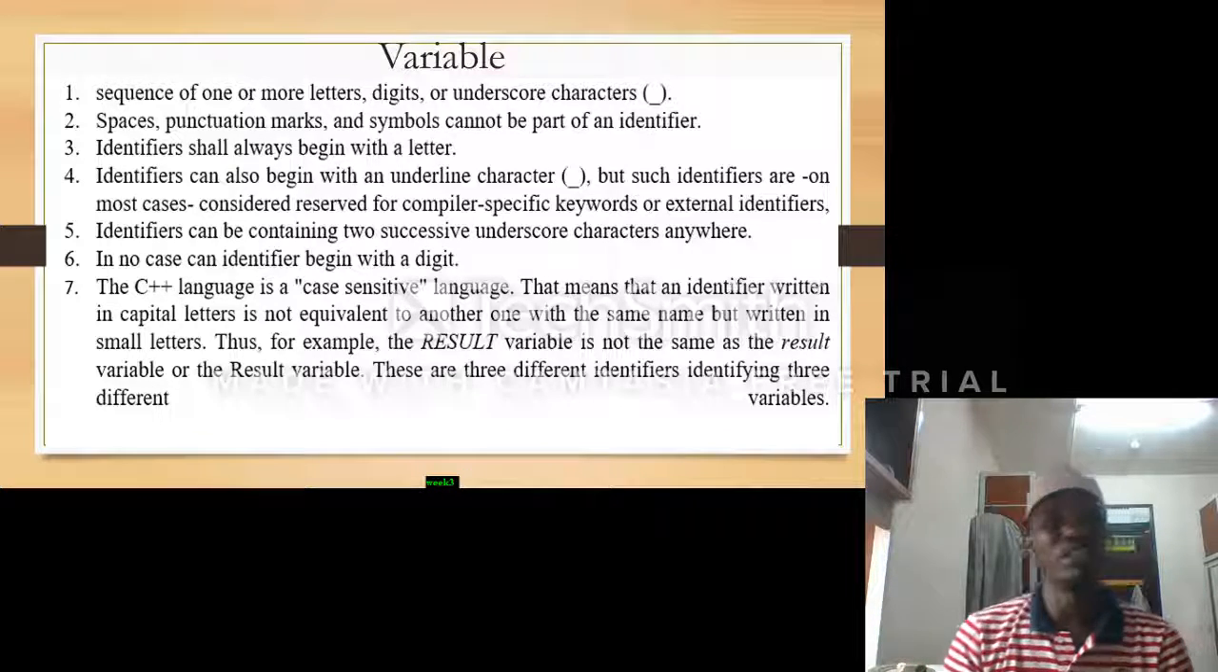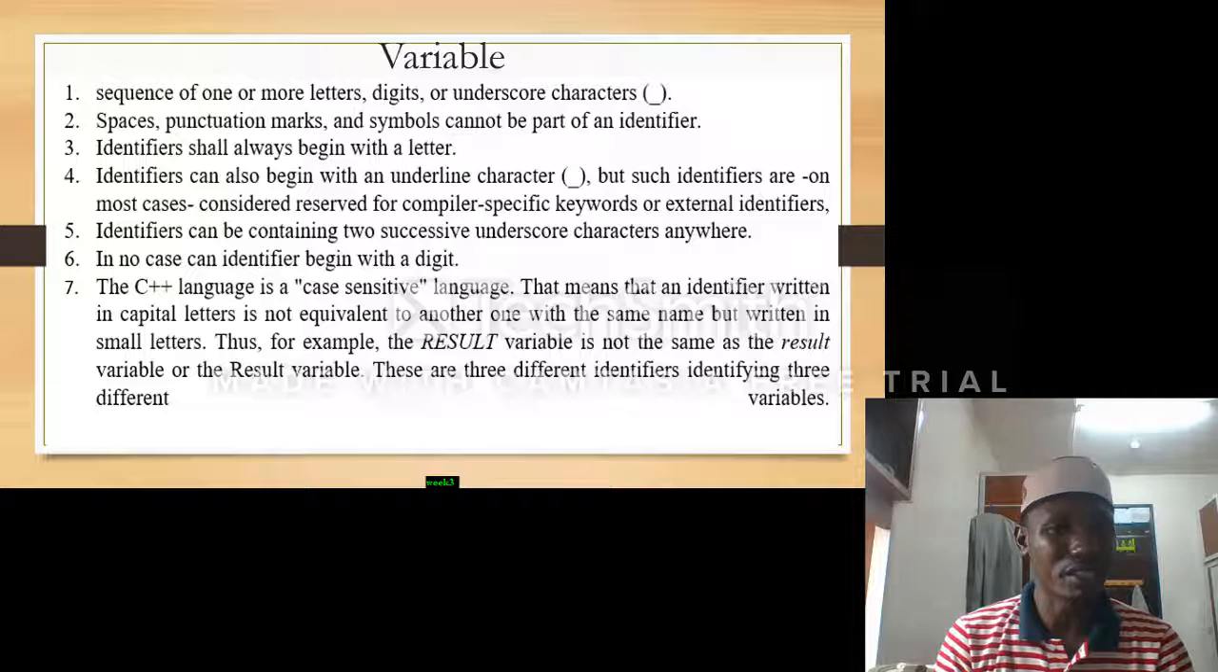Then the third one, an identifier shall always begin with a letter. It's a must, compulsory. You should know that when you want to write the name of an identifier, it must start with a letter. Perhaps identifiers can also begin with an underscore character, but such identifiers are in most cases considered reserved for compiler-specific keywords or external identifiers. In some cases, you may start naming a variable or an identifier with an underscore character. Yeah. In most cases, it's considered as an external identifier.